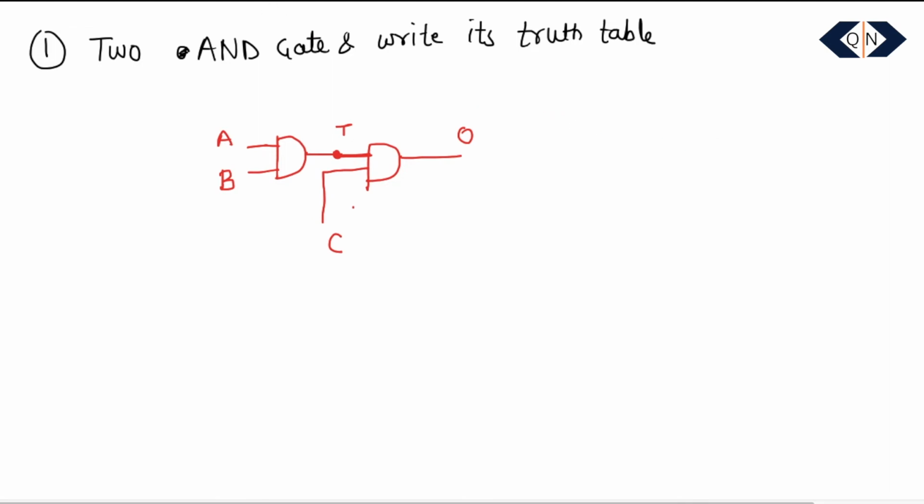So now we will be making a truth table which consists of A, B and C as input and O as output. So first we have to write the possible combinations of A, B, C input. Let me write one thing more, like tertiary T also. Let me write T here so that we can later compare C.